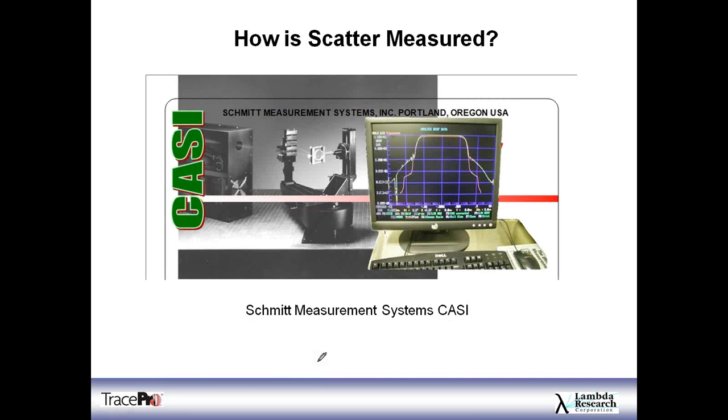Here's an example of a scattering measurement system. In this case, it's the CASI instrument from Schmitt Measurement Systems. We can see here's our sample. We have an incident light source here, the beam, the detector over here, and the sample can be rotated. This is actually a goniometer type arrangement, where the sample can be rotated and the detector can be rotated around the sample in several axes. And then all that data is saved and used to calculate the BSDF for the material.